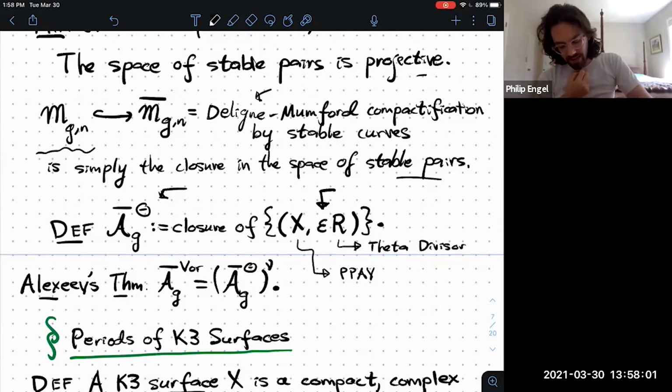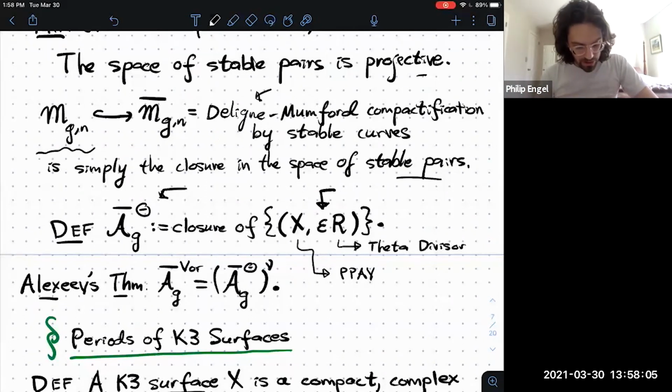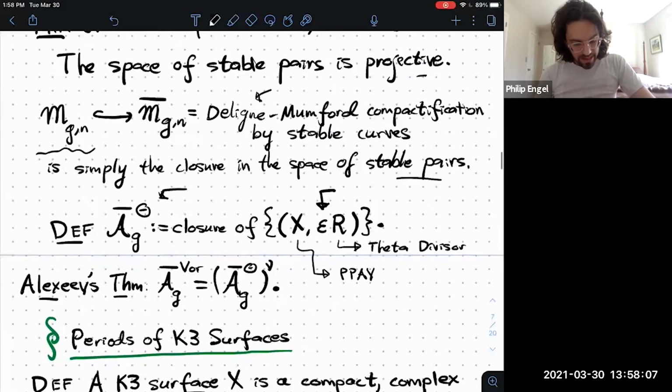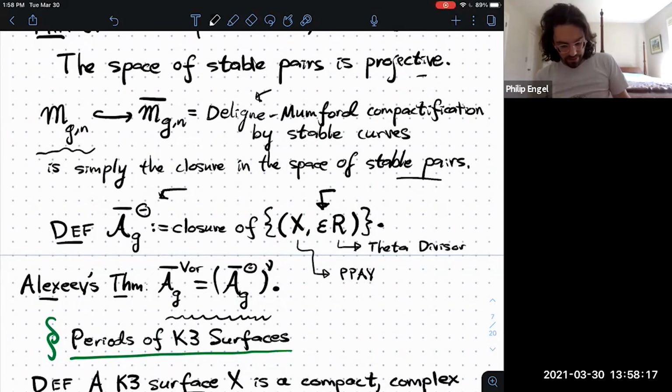PPAVs with their theta divisor, and this is my definition of this AG bar theta. And the right way maybe to phrase Alexeev's theorem more precisely is that the second Voronoi compactification of AG is the normalization of this closure in the space of stable pairs.